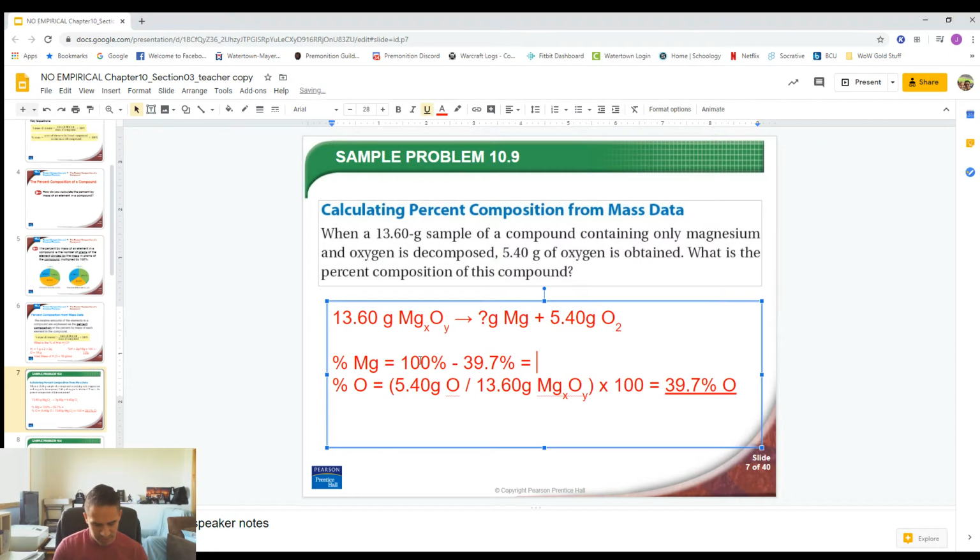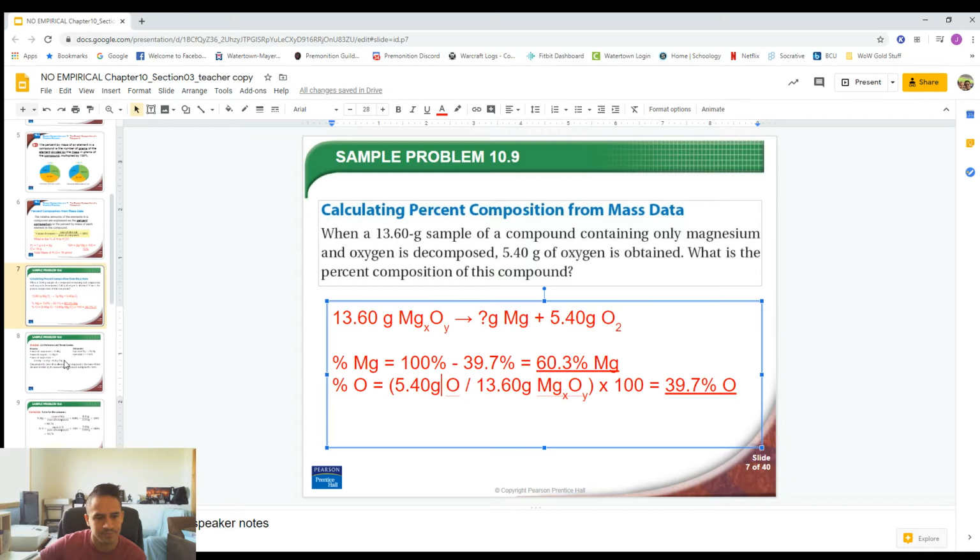So we get 60.3% magnesium. All of the percentages that you calculate should add up to 100%, or very close. Granted, they might be like 99.9 or 100.1 or a little bit off, and that's just probably because of rounding. But you shouldn't be getting like 97, 96, 103, 105. You messed up somewhere if you're getting percentages like that, or if when you add them together they're over or under 100 by quite a bit.